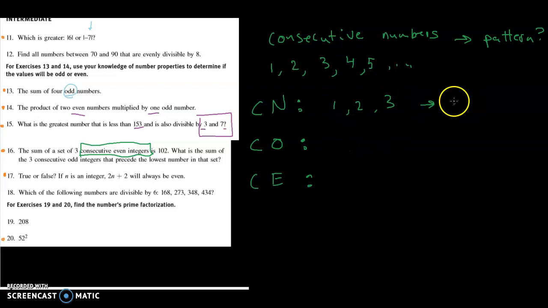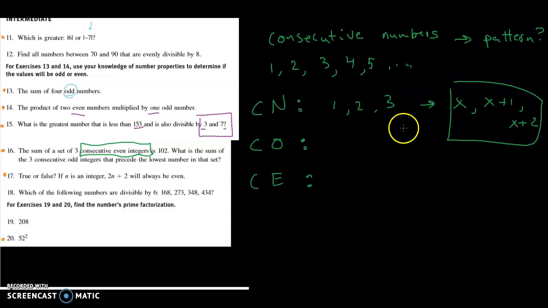Given what I started with, let's say that's x. I don't know what it is. But the next number is just going to be 1 bigger than that, so the next number would be x plus 1. And then the third number would just be 1 bigger than that, so that would be x plus 2. That's the pattern for consecutive numbers. Whatever we start with, the next one is just 1 bigger, and the next one after that is 2 bigger than our original number.